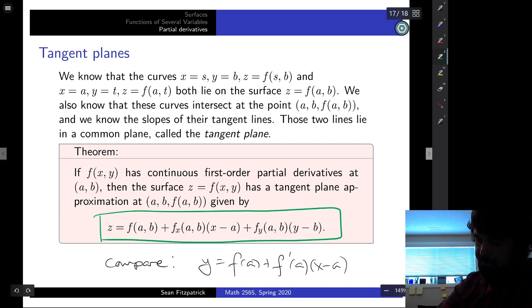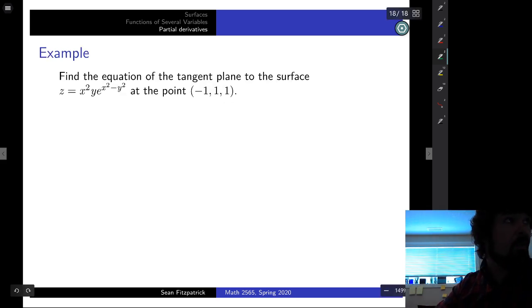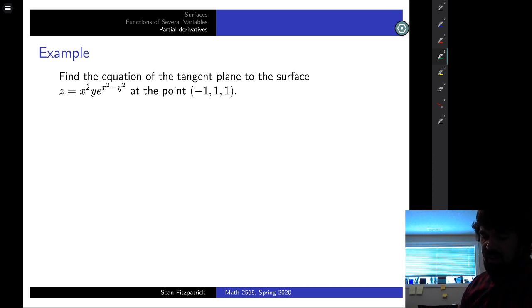Okay, so we'll end. Oh, I'm 1 minute over. You know what the hell? Let's squeeze it in. Okay. Let's say we want to find the equation of a tangent plane to a surface at a point. Let's do it. Let's get her done. Okay.